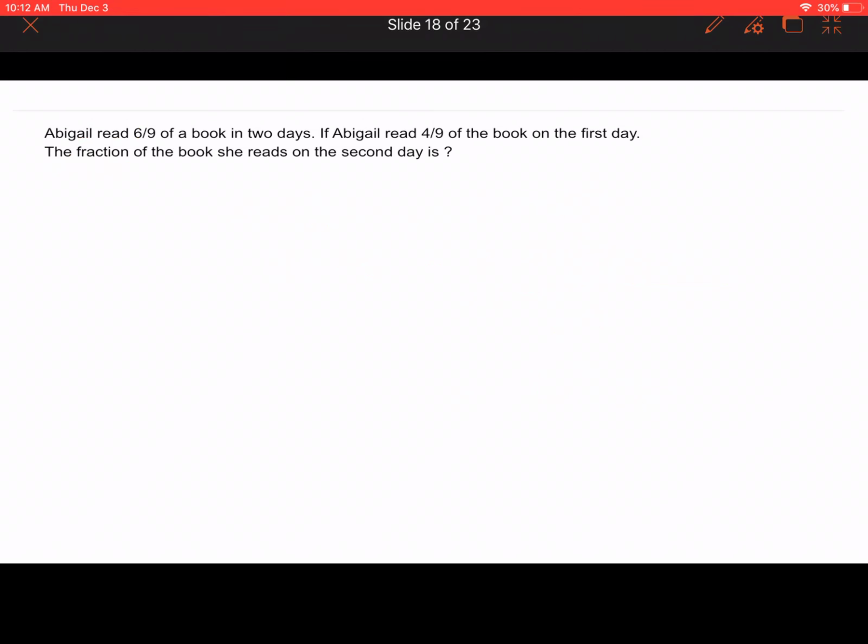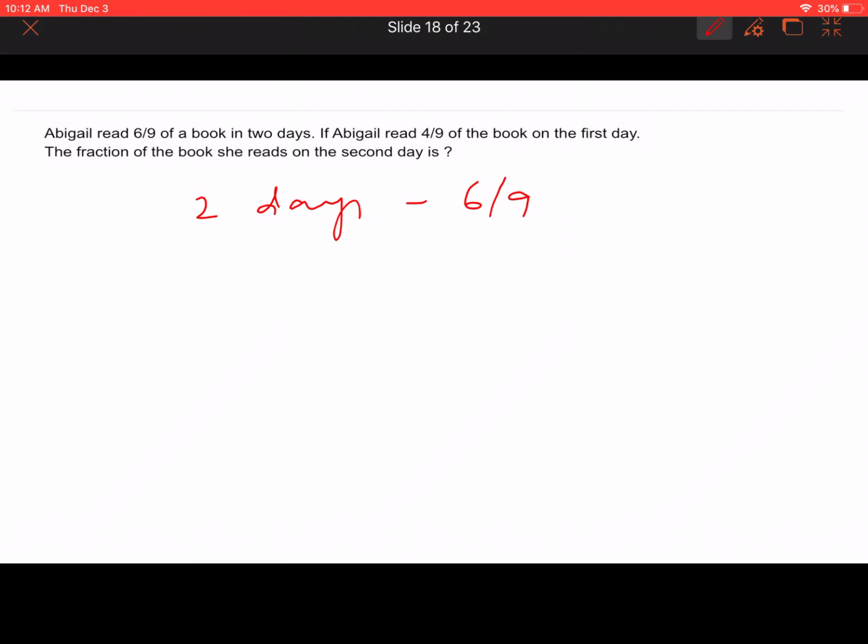We should hurry up quickly in these problems, but it involves division work that has to be done, where the calculator is not allowed in exams like Math Kangaroo, so you have to have some ability in division. Next: Abigail read 6 by 9 of a book in 2 days. If Abigail read 4 by 9 of the book on the first day, what fraction of the book did she read on the second day?